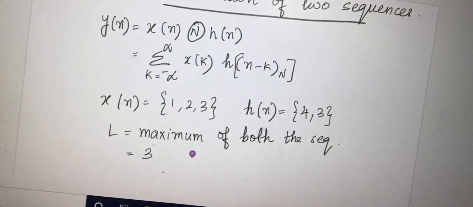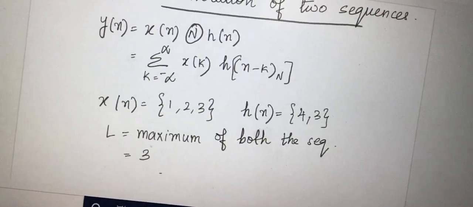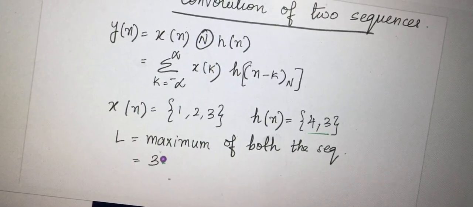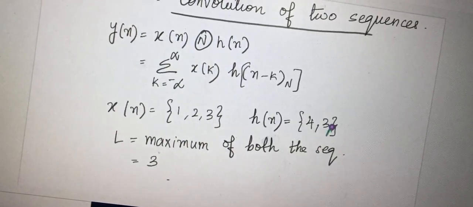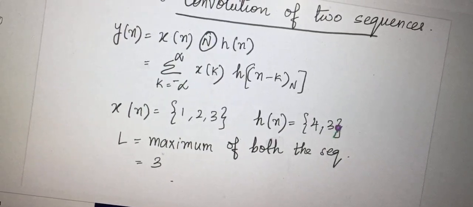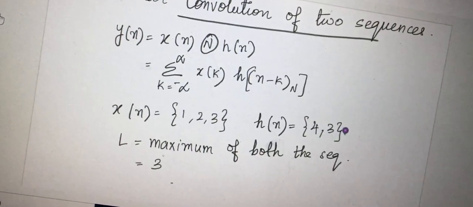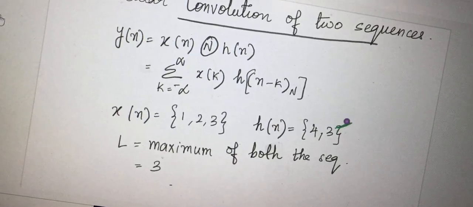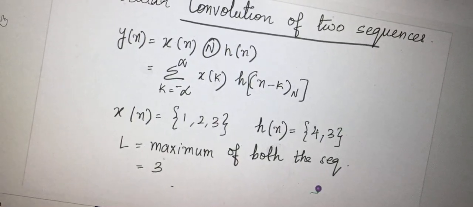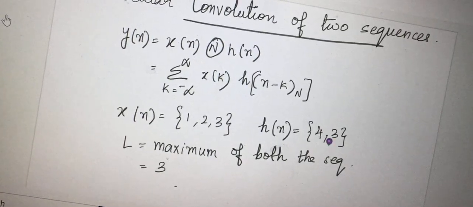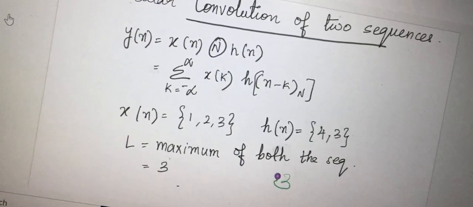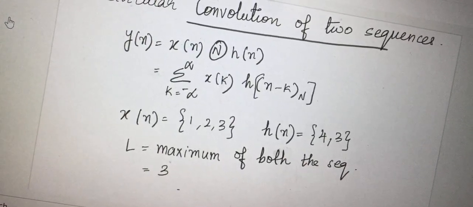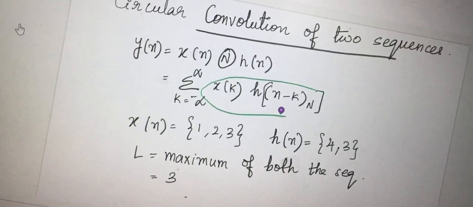Now how many zeros should be added to h of n? Here the sequence length is equal to 2, and the maximum length is equal to 3. So we should make it equal to 3, which means one more 0 should be added. When we are writing the program in MATLAB, the number of zeros will be equal to L minus length of h of n, that is 3 minus 2 equal to 1. One 0 should be added, and after that we implement using this equation.